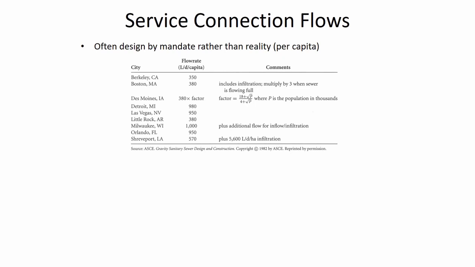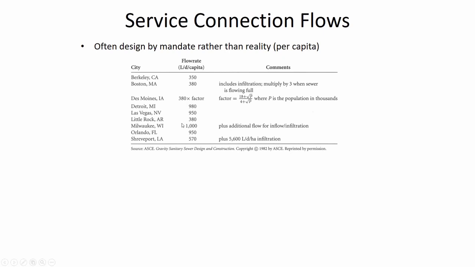A developer who's putting a new subdivision in wants to put in the smallest sewer possible. And so rules like those quoted here are put in place just to make sure that the pipes are large enough. And so you see there's a huge variation. In Milwaukee, for instance, they're saying that per person you should allocate 1,000 liters per day of capacity in the sewers. That's how much wastewater we expect to be generated in Milwaukee.